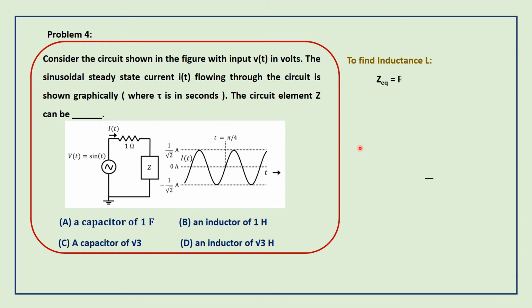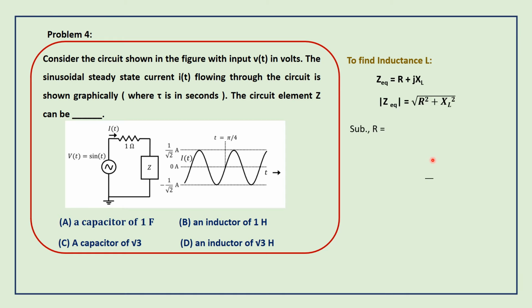To find the inductance value, we need to find out Z equivalent. Z equivalent is nothing but resistance plus jXL. So I am taking the modulus only. Modulus of Z equivalent equals root of R square plus XL square. R is given as 1 ohm. XL we need to find out. XL is nothing but L omega. Omega is already given as 1 radian per second.